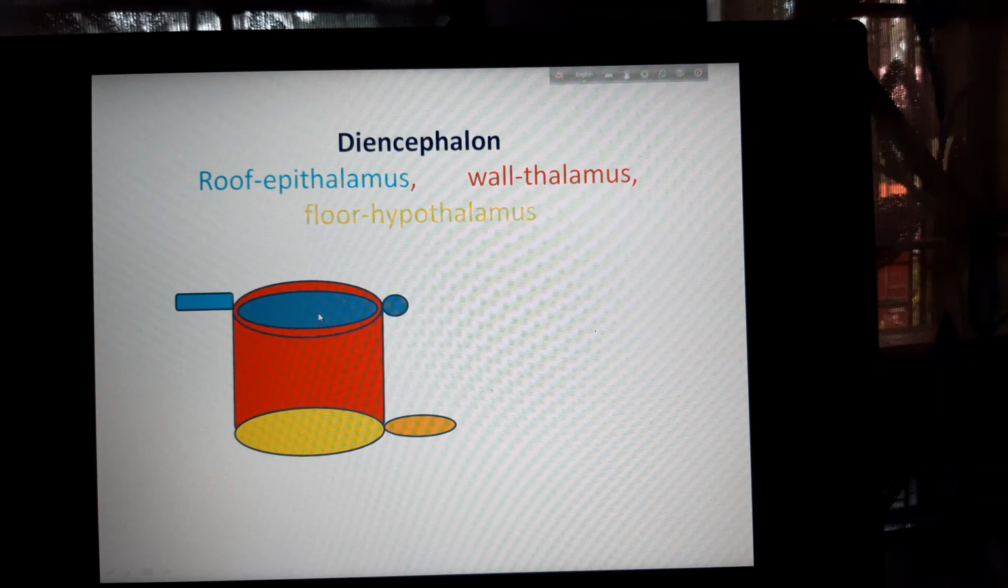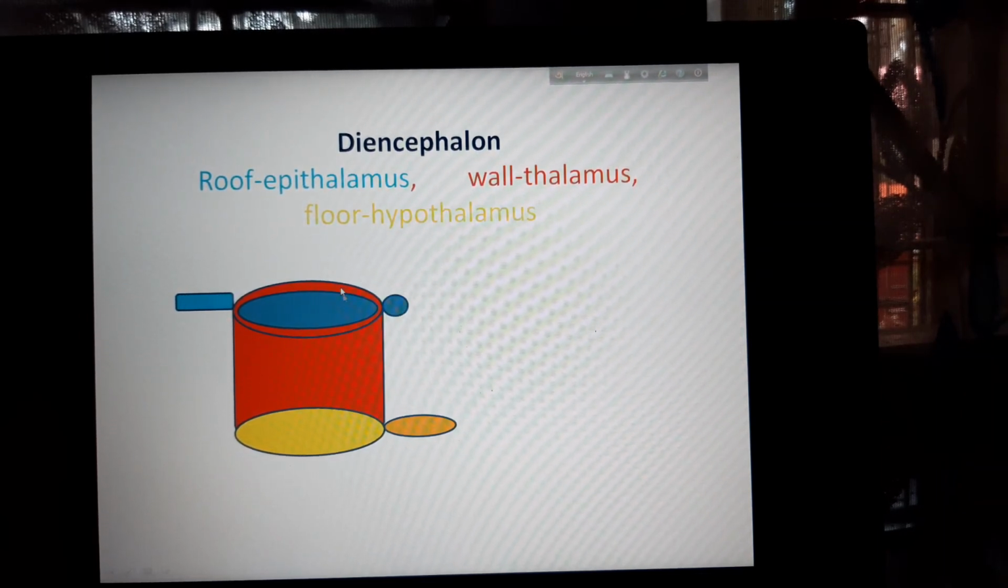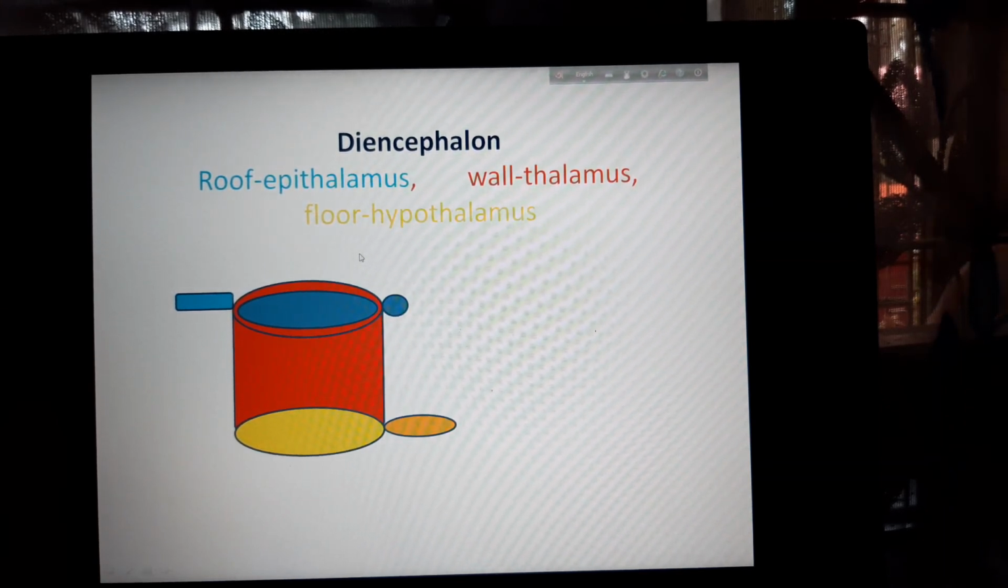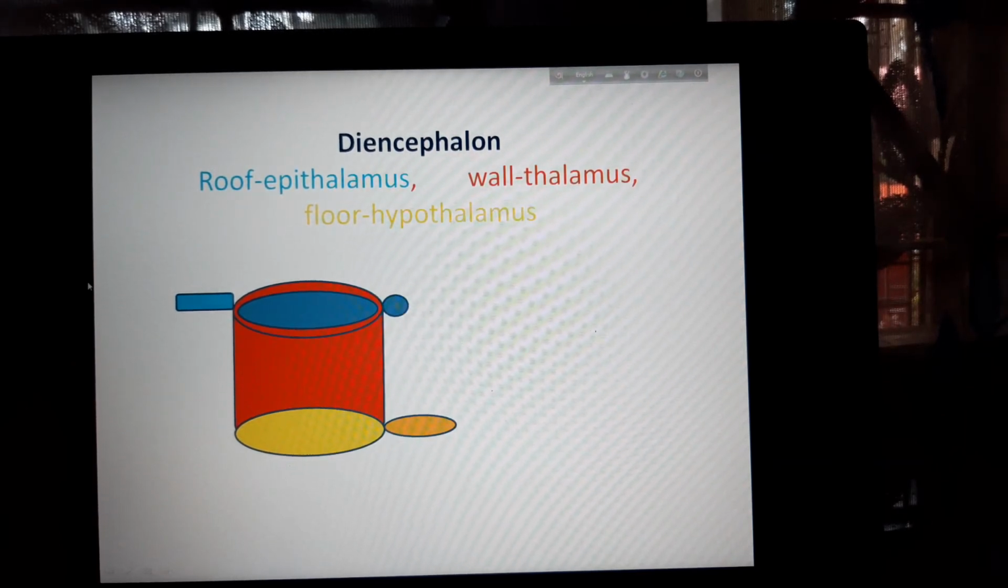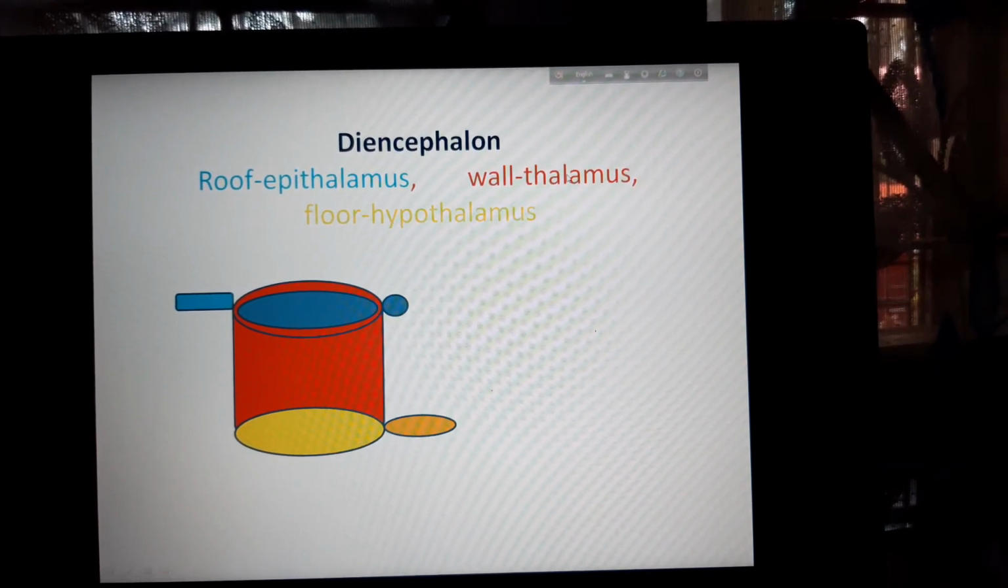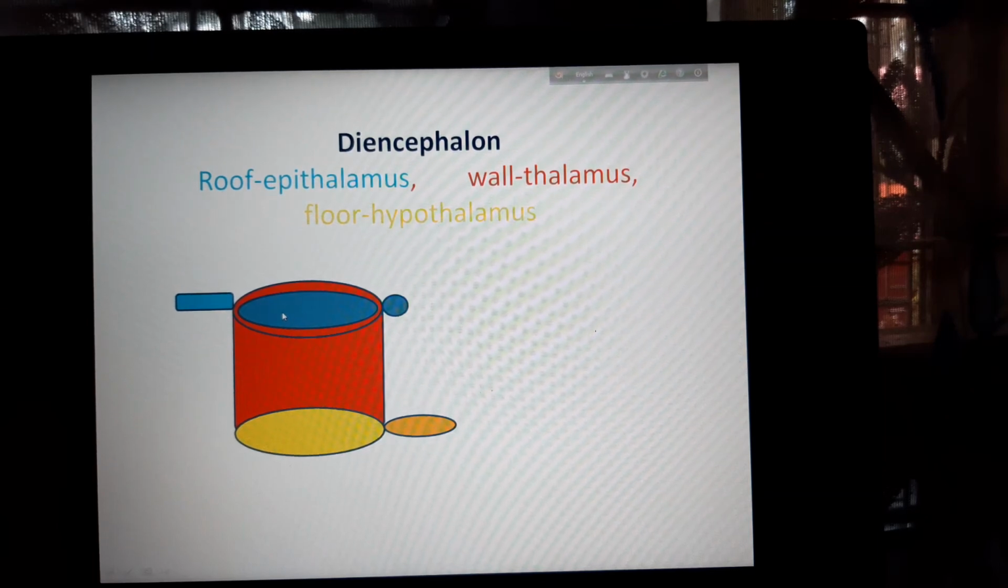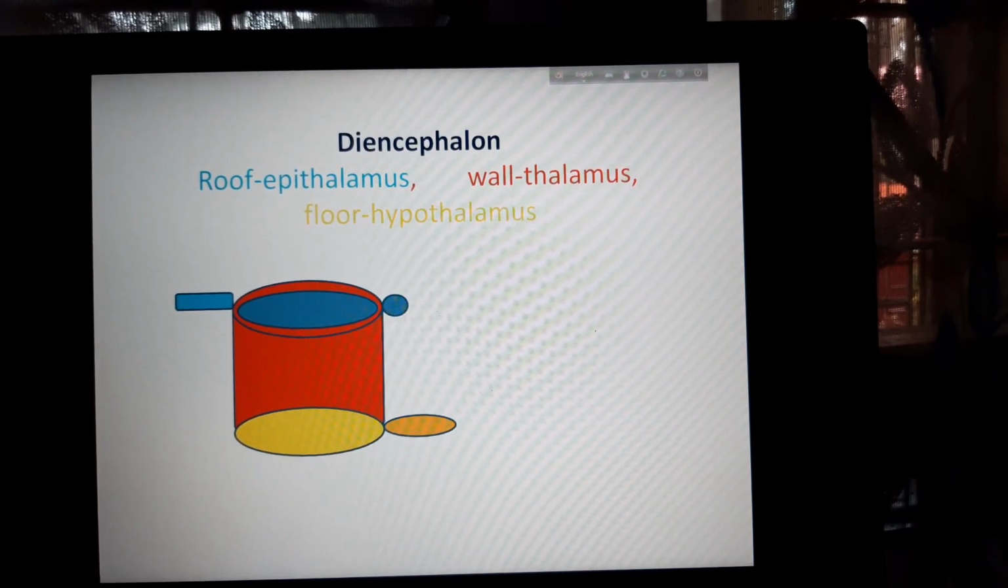The roof is called the epithalamus and the wall is called the thalamus, the red one, and the yellow one is called the hypothalamus. It is the way through which the forebrain is joined with the hindbrain. The forebrain is situated here and the hindbrain is situated here. This is the diencephalon. The roof is the epithalamus, the wall is called the thalamus and the floor is called the hypothalamus.